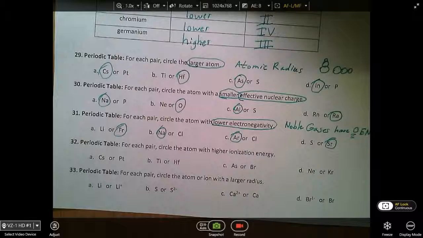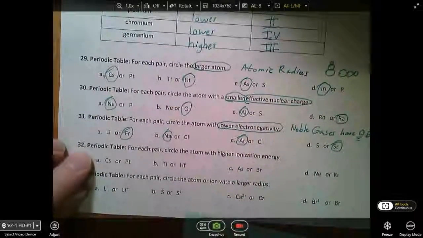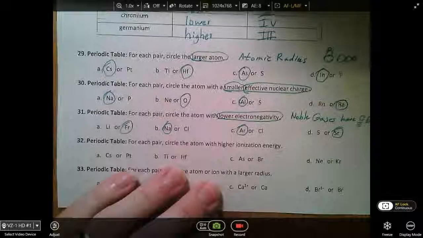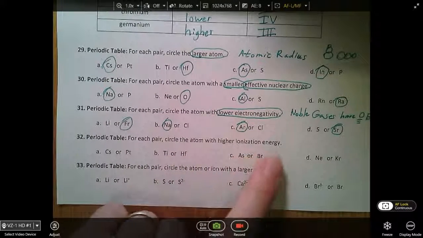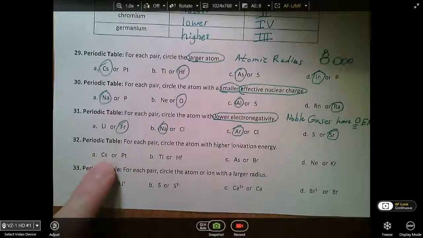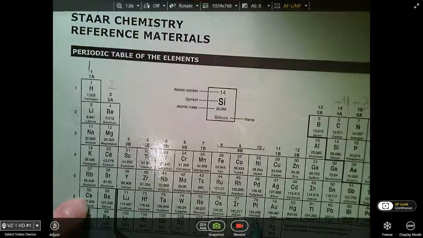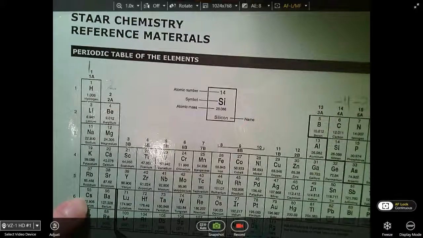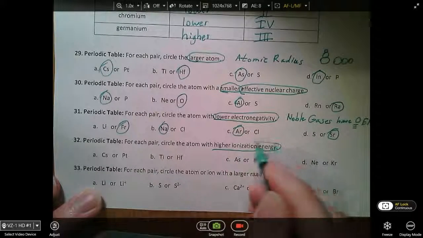For each pair, circle the atom with a higher ionization energy. So that was what we talked about up here, ionization energy. Again, a snow cone trend, without exceptions actually. So for each pair, we want to circle the atom with a higher ionization energy, cesium or platinum. Cesium's here, platinum is over here. If increase is going this way, platinum is going to be higher. Higher ionization energy.